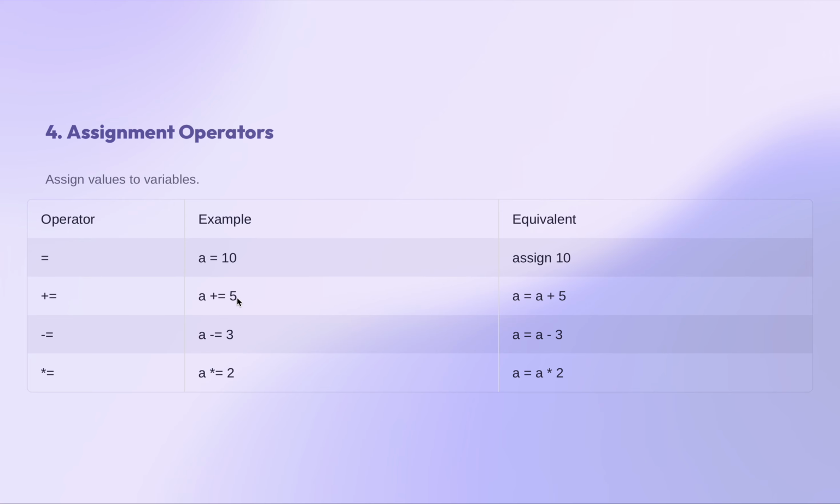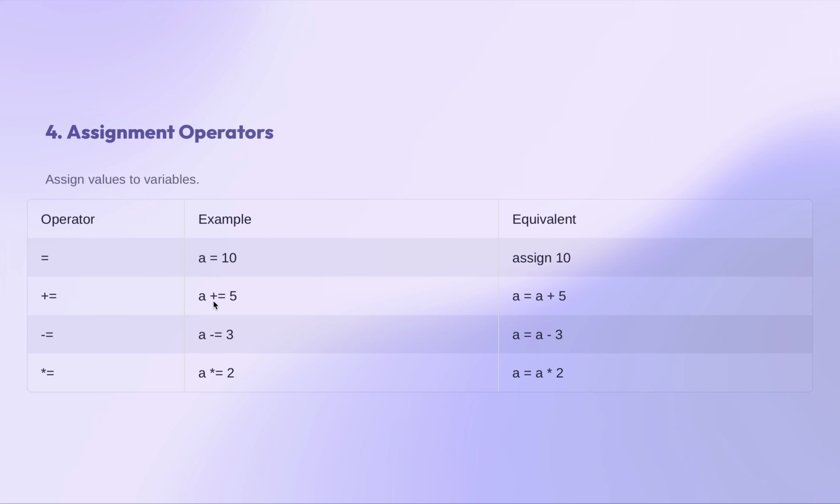Similarly, a plus equals 5 means the value of a should be incremented by 5. Here 5 means 5, and here 10 means 10. a plus equals 5 is the same as a equals a plus 5. This is the logic of this operator.